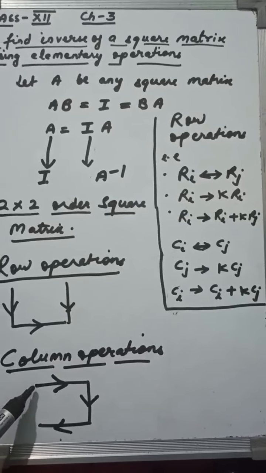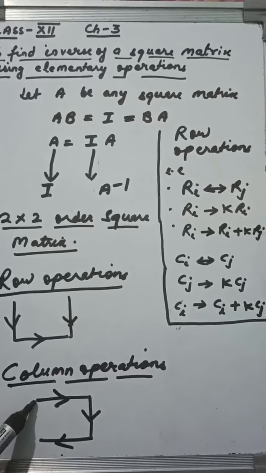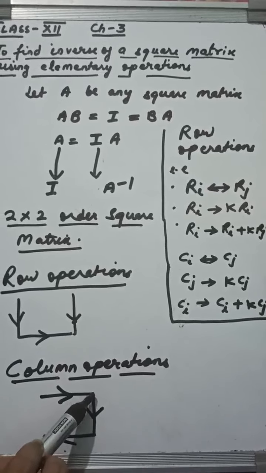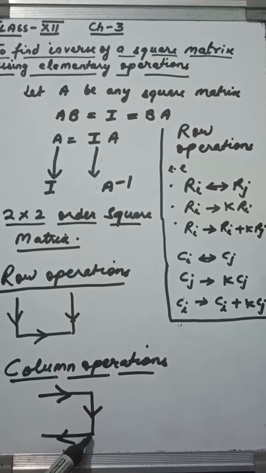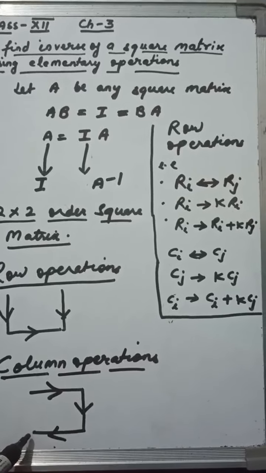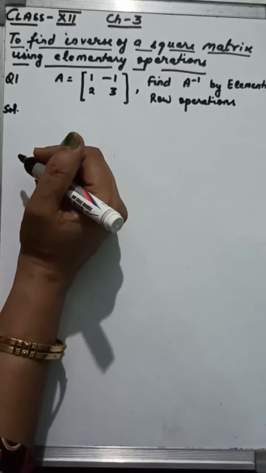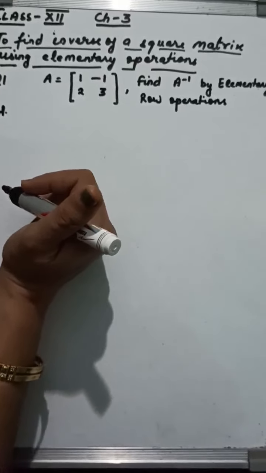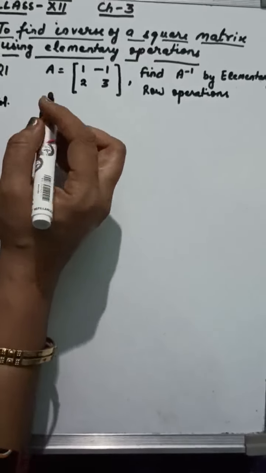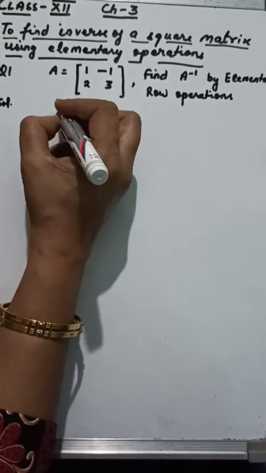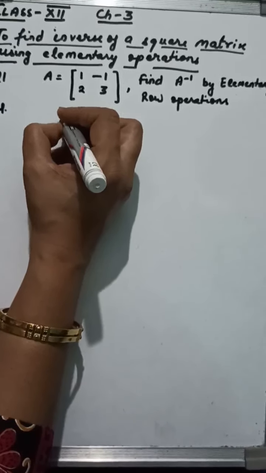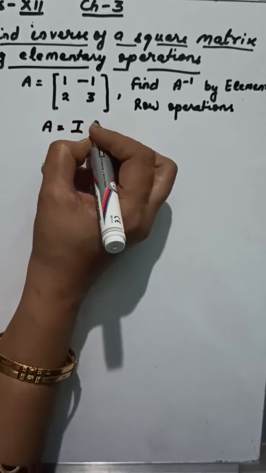Means first we make this 1 1 position as 1, then 1 2 position as 0, then this position as 1, and then last this position as 0. Now, in the given question, we will find A inverse by using elementary row operations. So we start our question with let A is equal to I into A.